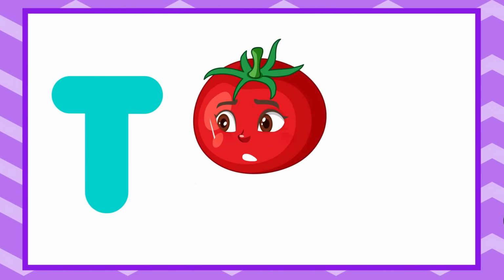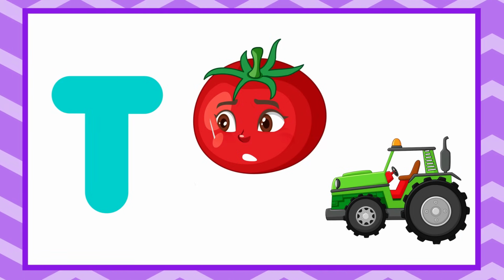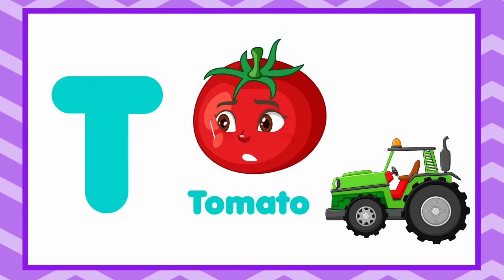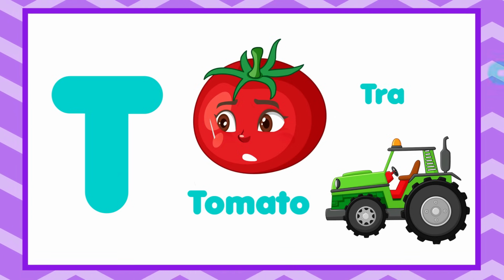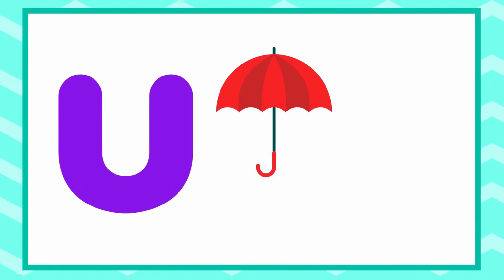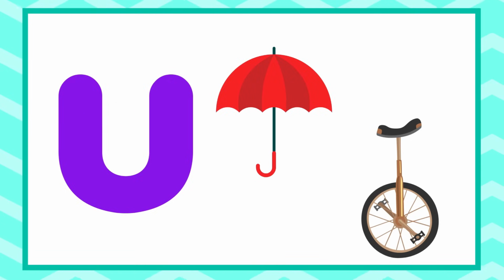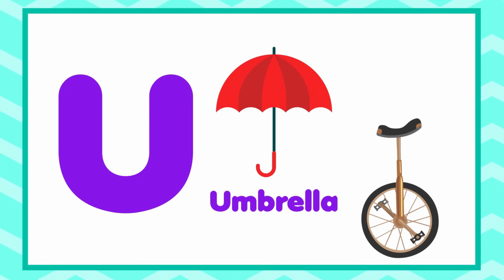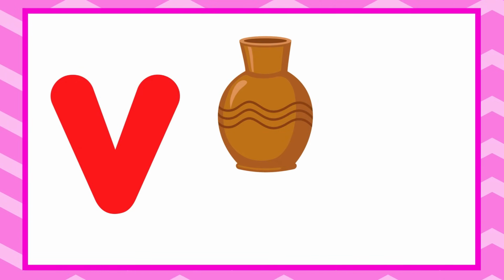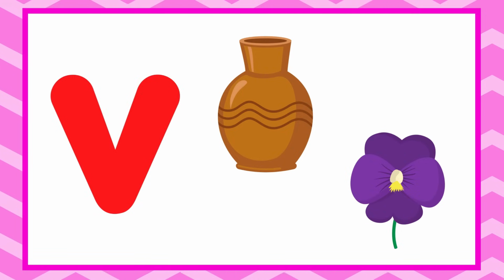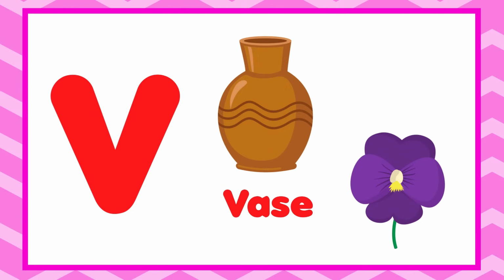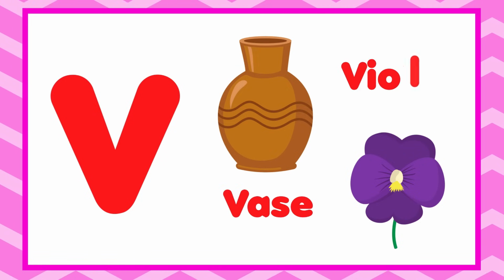T is for tomato. T, t, tomato. T is for tractor. T, t, tractor. T is for t, t, t, t, tomato. T is for t, t, t, t, tractor. U is for umbrella. Umbrella. U is for unicycle. U, u, unicycle. U is for umbrella. U is for unicycle. V is for vase. V, v, vase. V is for violet. V, v, violet. V is for v, v, v, v, vase. V is for v, v, v, v, violet.